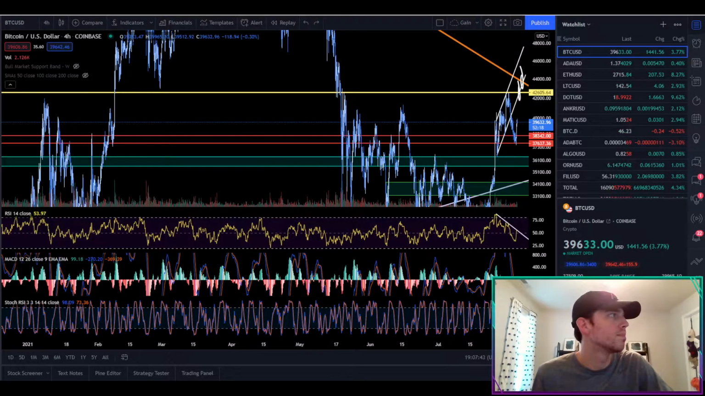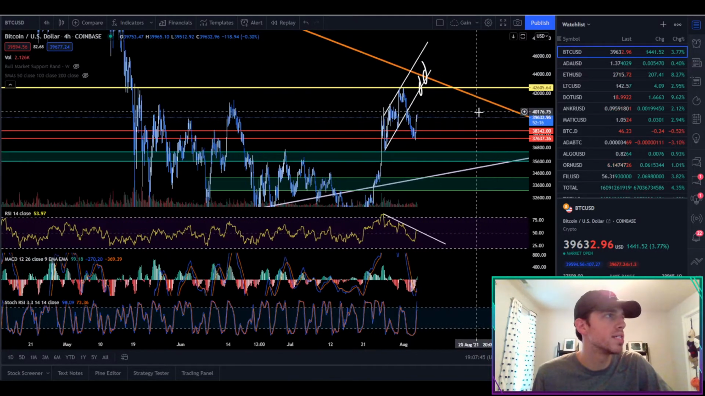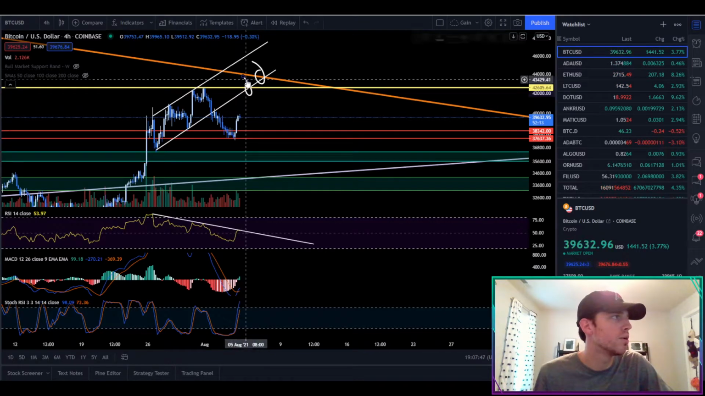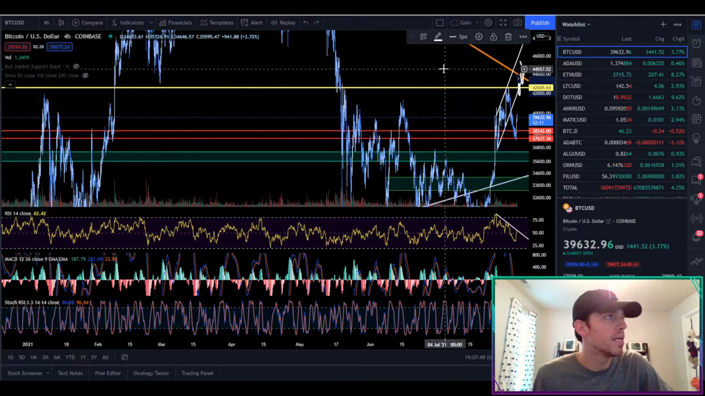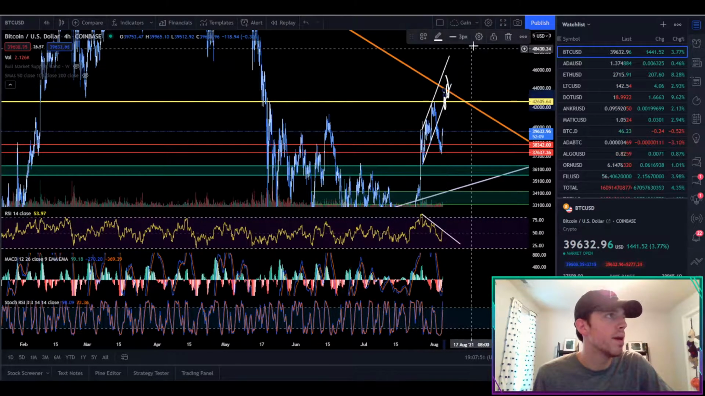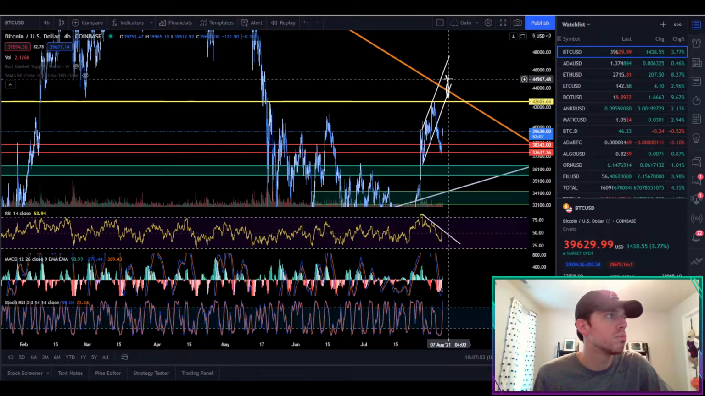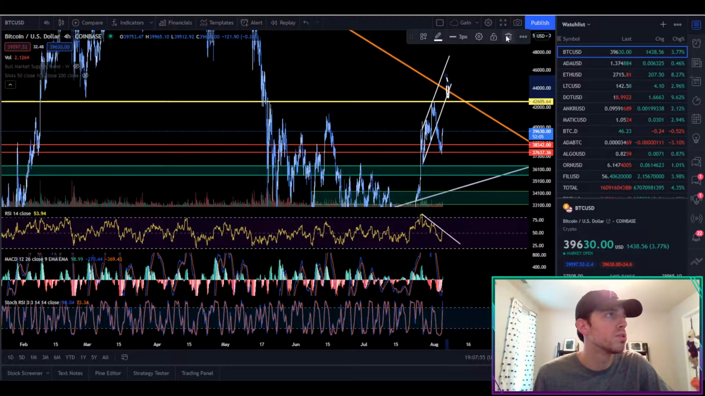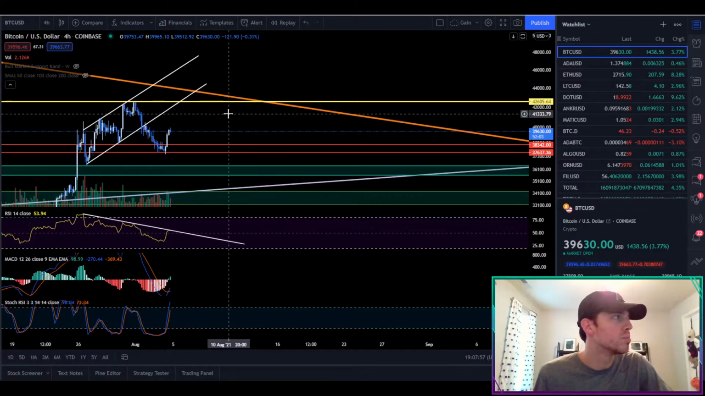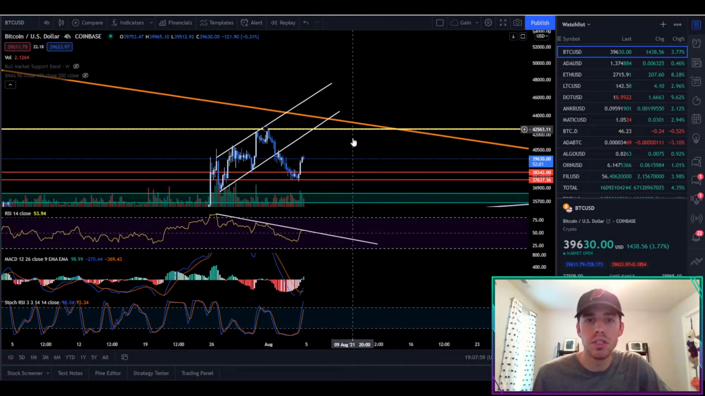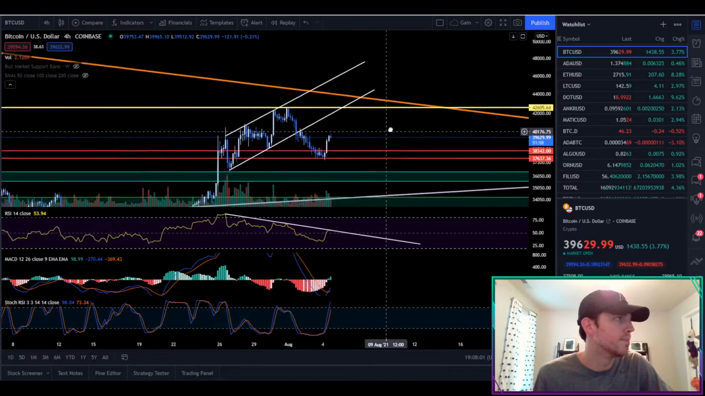So we definitely have some resistance to take on to get back into this bullish channel, and ultimately that may not be the case. We may not go back inside the channel, so to speak. But what's more important is if we break down these resistance barriers.